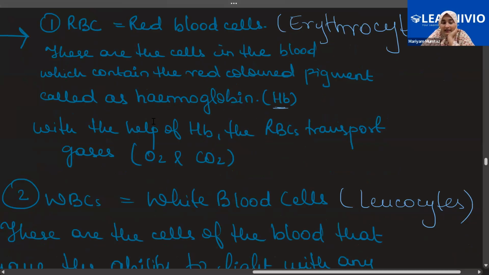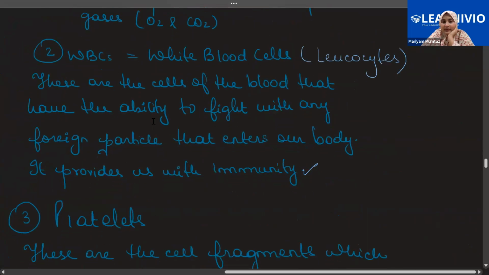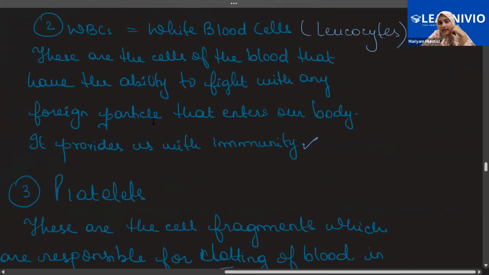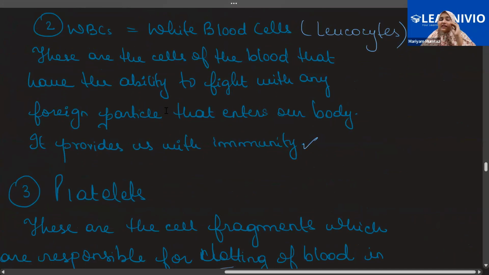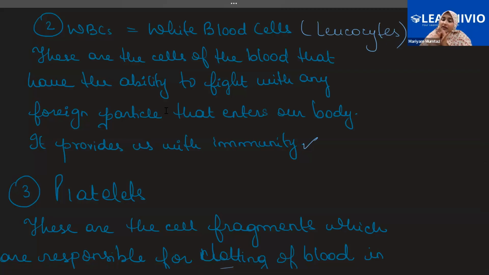The second one is the WBCs. The white blood cells are the leukocytes, and these are the cells of the blood that do not have any color. They are colorless. Leuko means colorless. Apart from that, they have the ability to fight any sort of foreign particle, whether it is a pathogen or even a dust particle. So they fight it, and it provides us with greater immunity.